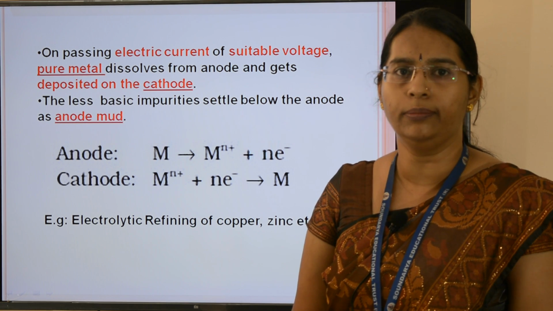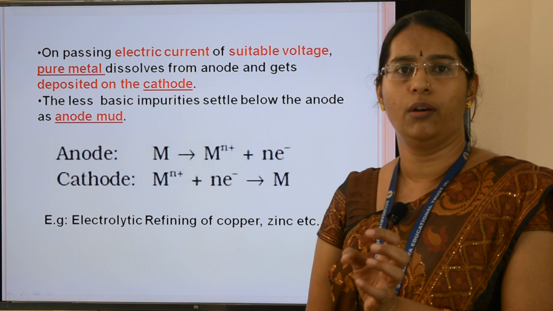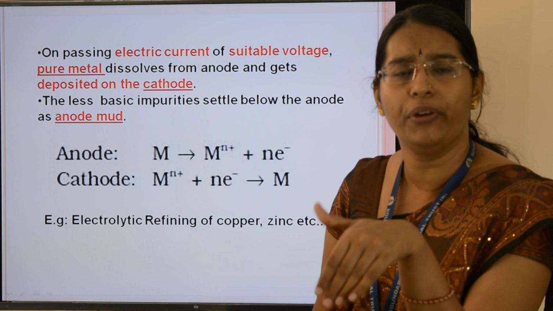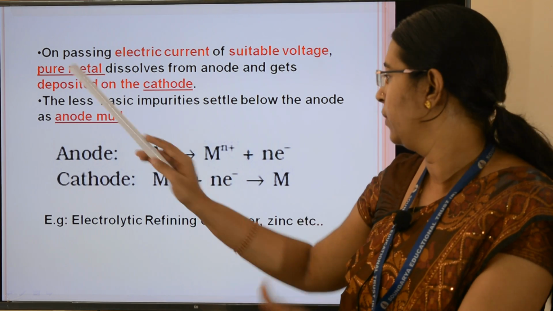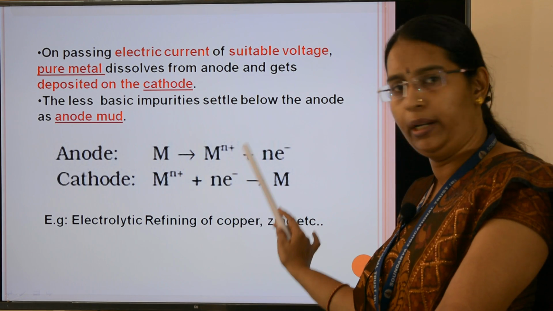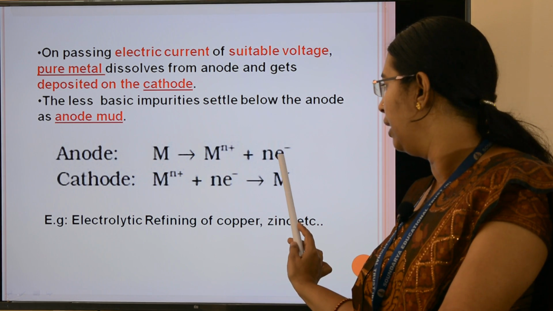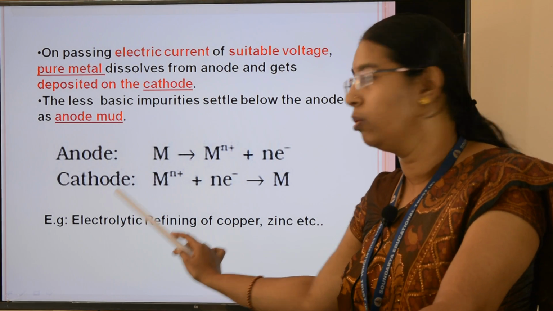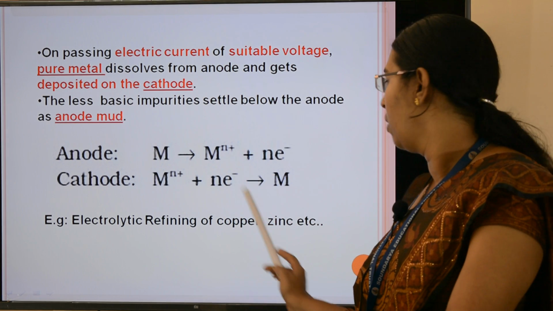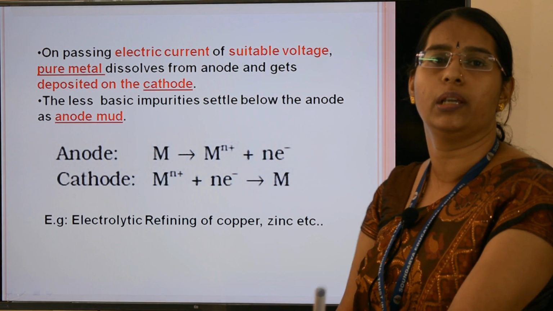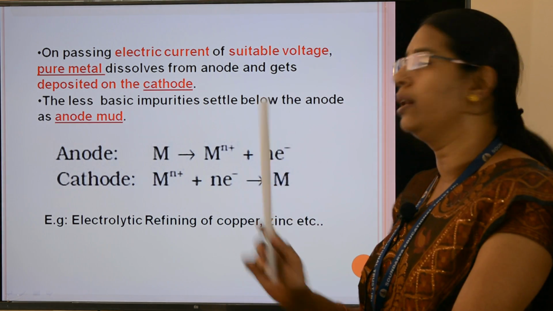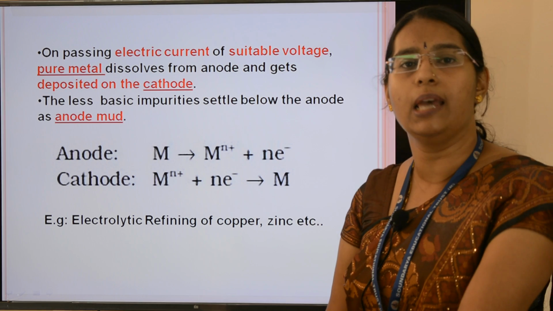What is oxidation? Removal of electrons from any particular substance is called oxidation, whereas gain of electrons is called reduction. So at the anode, metal undergoes oxidation to form metal ion or cation and releases electrons. At the cathode, these metal ions combine with the electrons and get deposited as the particular metal. This can be used for the purification of certain metals like copper as well as zinc.